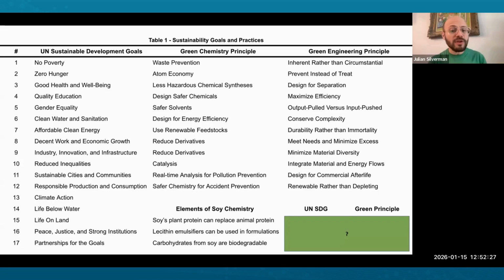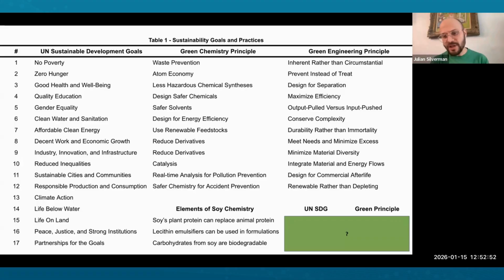Moving forward, let's take a moment to look at some of the benefits of soy chemistry. For example, soy plant protein can replace animal protein, right, for foods, things like that. Lecithin emulsifiers can be used in formulations in making cosmetic or consumer products. And carbohydrates from soy, which are a minor component, are biodegradable. You might use them for something like packaging for consumer products instead of something like plastic.